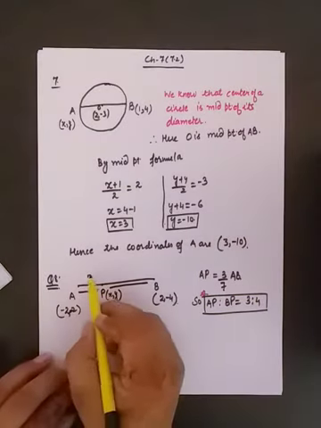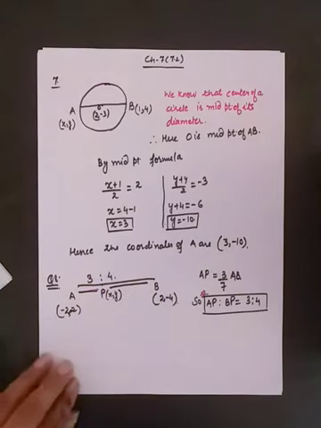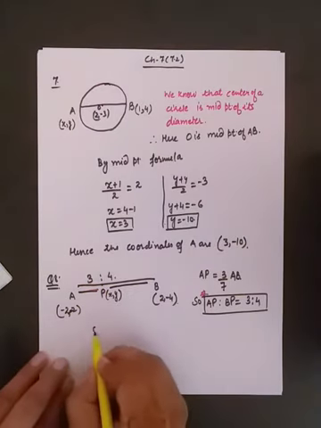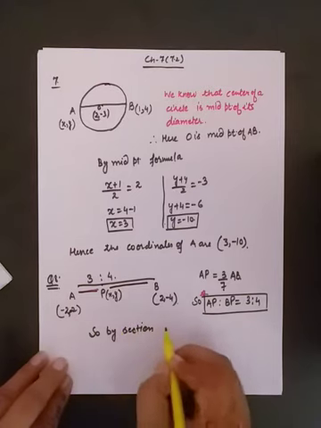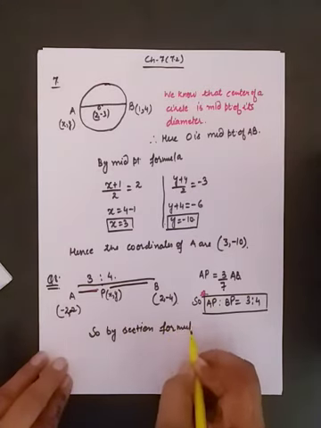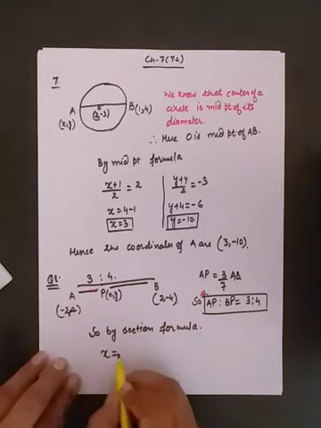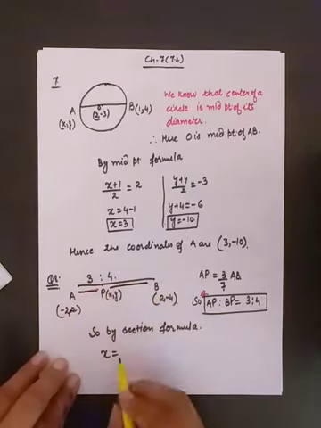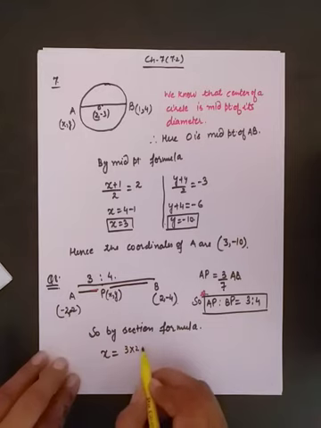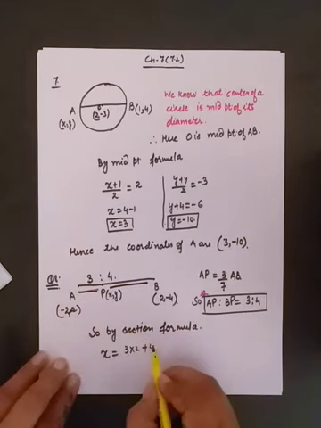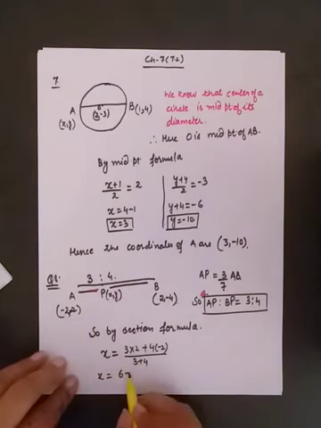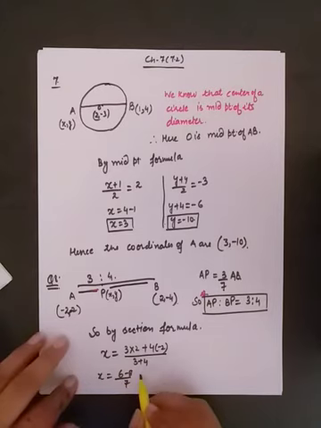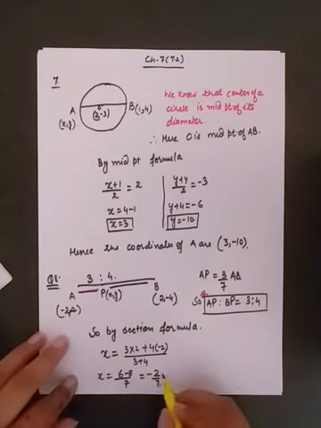So by the section formula, now we can find the coordinates of point P. So by the section formula, x is equal to (m1 x2 + m2 x1)/(m1 + m2), which is 3 into 2 plus 4 into -2 by 3 plus 4, and we get x is equal to (6 - 8)/7, and it will be -2/7.